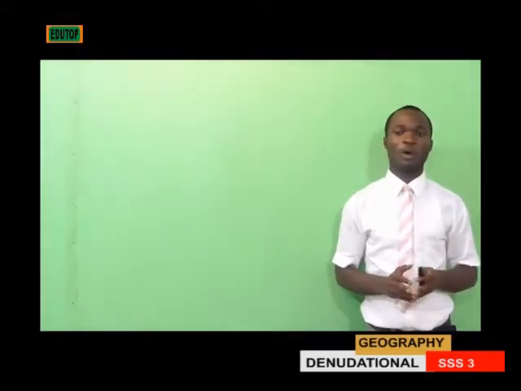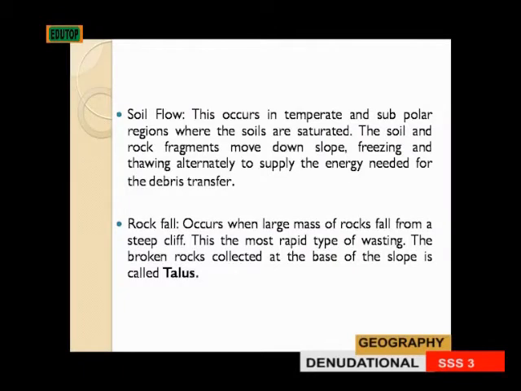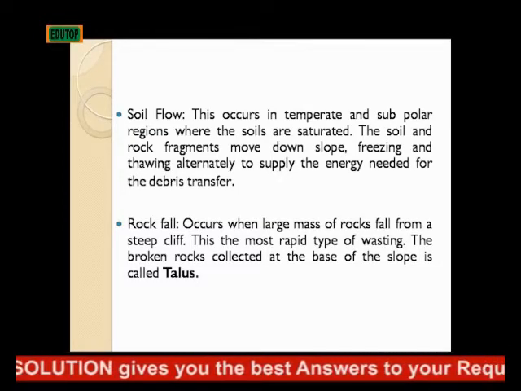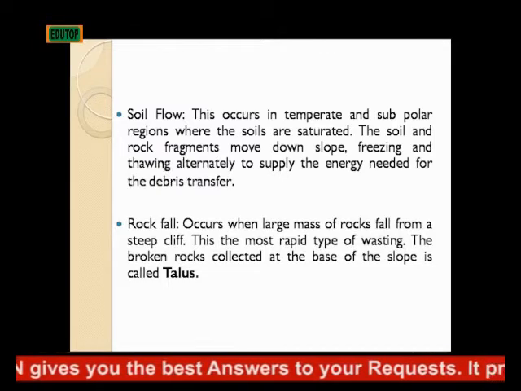Now we also have soil flow. Soil flow occurs in temperate and polar regions where the soils are saturated, and the soil and rock fragments move down slope, freezing and thawing alternately to supply the energy which is needed for the transportation of the debris. And rockfall appears to be the most rapid type of mass wasting.